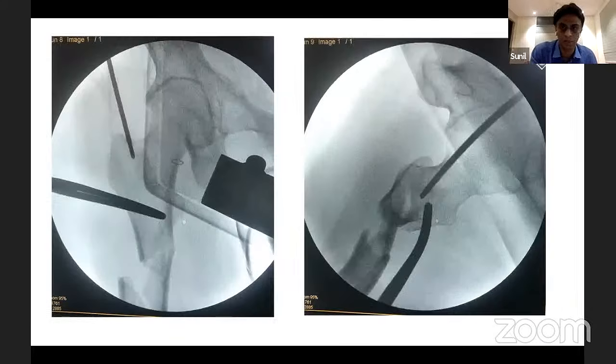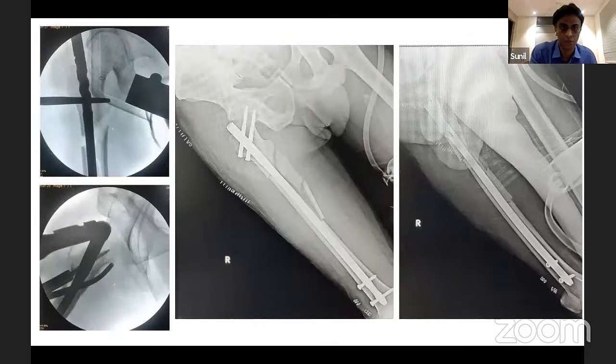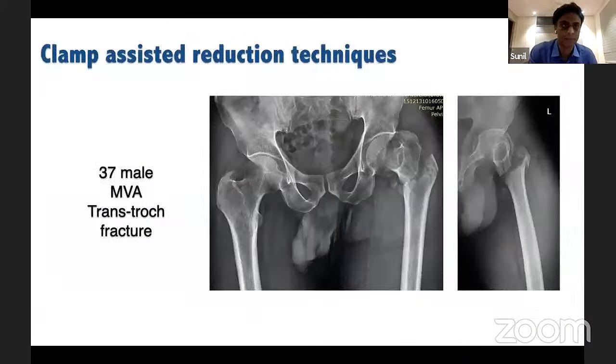So once I've got that, I can go ahead and get my nail entry done carefully under fluoroscopy, and gradually I can reduce this fracture absolutely closed and get my nail inside, and that is how it looks at the end of the procedure. So sometimes, as I said, this would be the only reduction tool that I would require to reduce a subtroch fracture, which is quite easy.